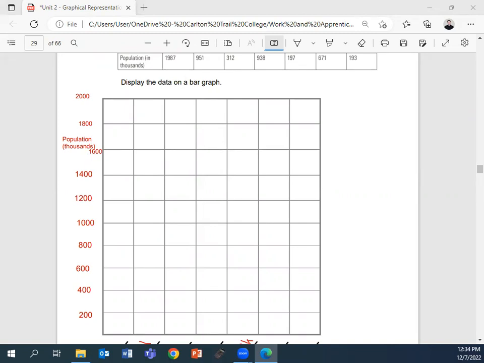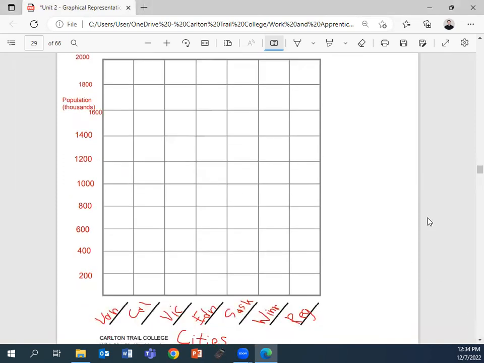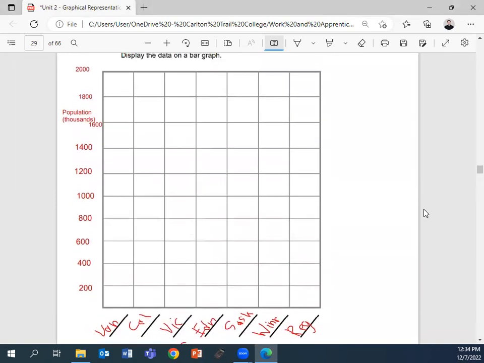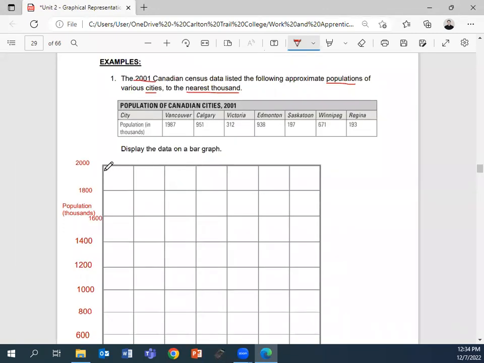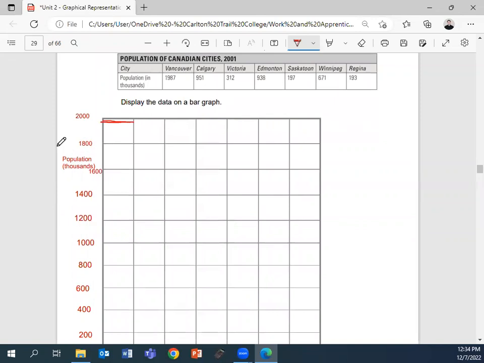Okay, so once you've done that, you should have a graph that kind of looks like this right now. So then you can probably guess what we need to do next. All we need to do is, so Vancouver is 1,987 here, right? All I would need to do is figure out about where that is, and then just draw a horizontal line, draw a straight line. So this one's going to be something like this, right? I need a ruler. So just need to draw kind of a straight line.